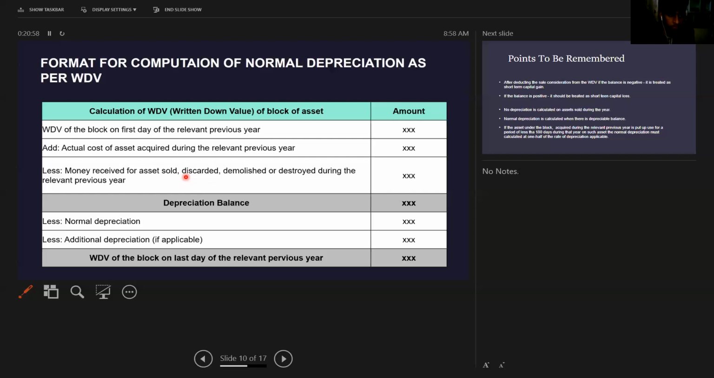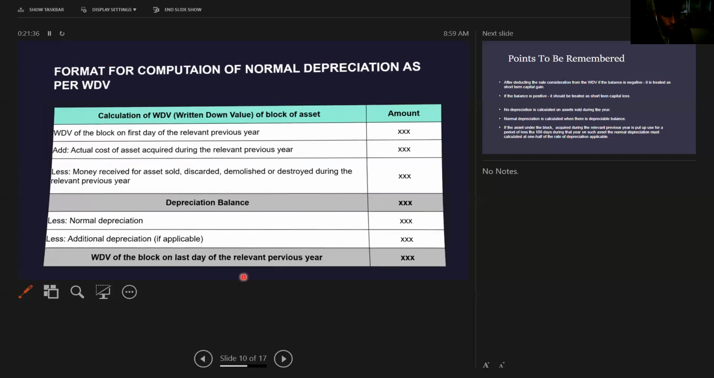And next, the balance which we get after adding the actual cost and after deducting the money received is termed as the depreciation balance. Now, from this depreciation balance, we have to deduct the normal depreciation as well as the additional depreciation, whichever is applicable. So after deducting this amount, the balance which we get is the written down value of the block on the last day of the relevant previous year. Okay, this is the format. Now let's go on to the next slide.